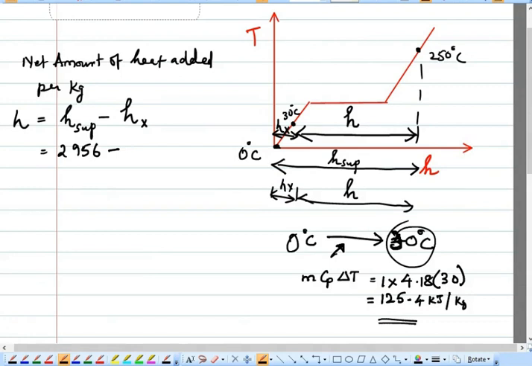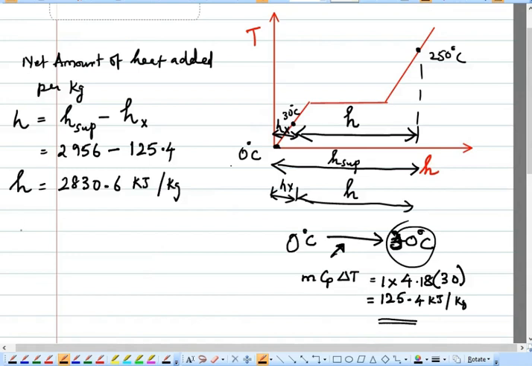But already your water is at 30 degrees Celsius, so you have to subtract this value from the total value. So I can write like this: 2956 minus 125.4. This will be equal to 2830.6 kilojoule per kg. So this is the amount of heat that has to be added per kg.